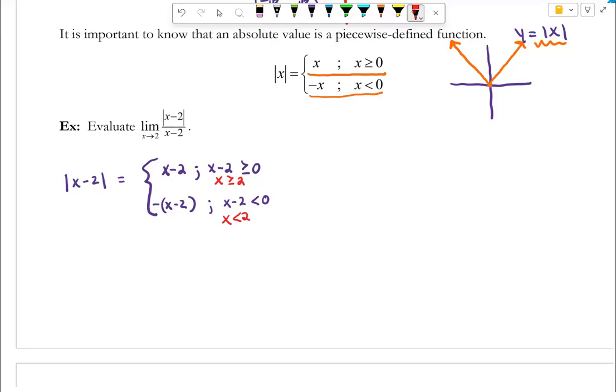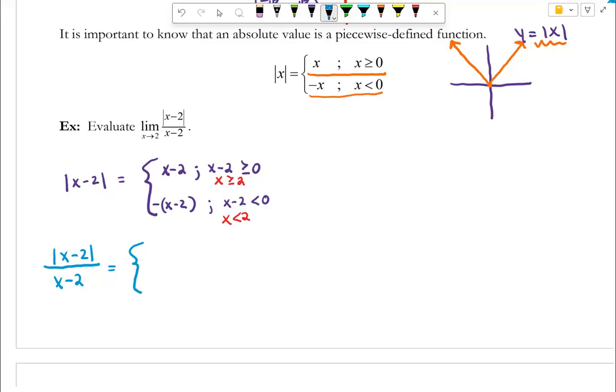So now let's take this one step further. We said this is not the function we're working with. This is just the numerator. But if I wanted to rewrite my expression, the absolute value of x minus 2 divided by x minus 2, if I want to write this as a piecewise function, we could use what we have above to help us.